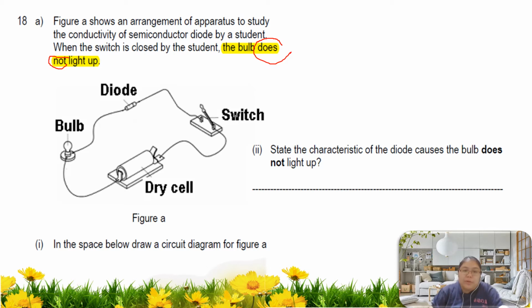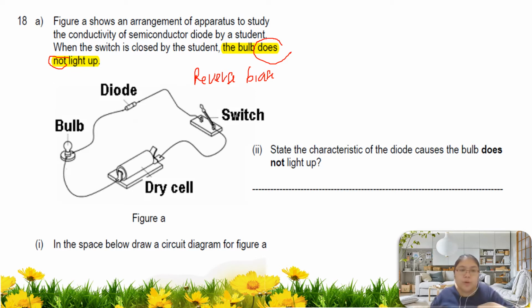Remember what we learned before? So we just write this one is a citation for reverse bias. Okay, now you see the question. In the space below, they want you to draw the diagram, for figure A. We need to draw the schematic diagram for the bulb, diode, battery, and also the switch. For this part, you must draw it with reverse bias.